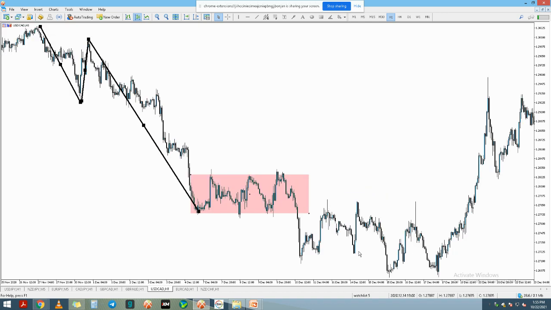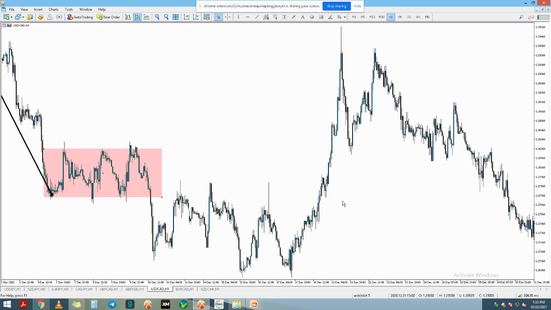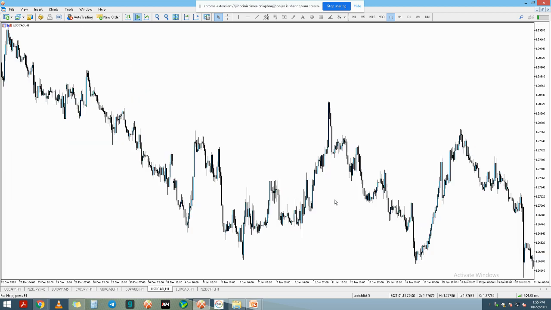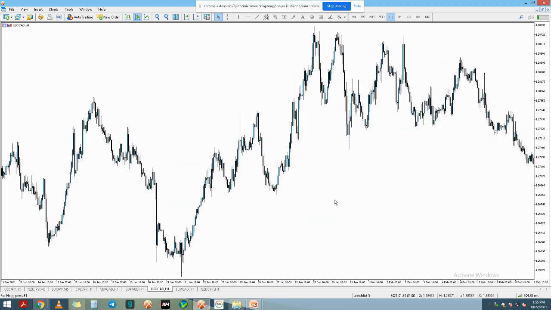Now there are ways of trading this pattern, and like I've told you, that will be part 3 of these pattern clips, so that we'll have a look at. Let's see what else we can see.